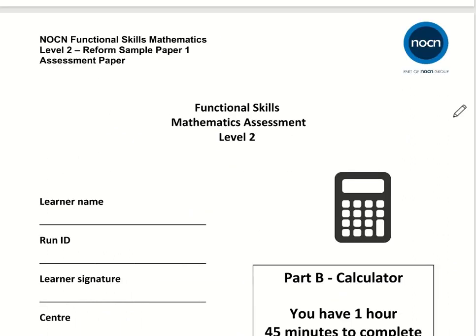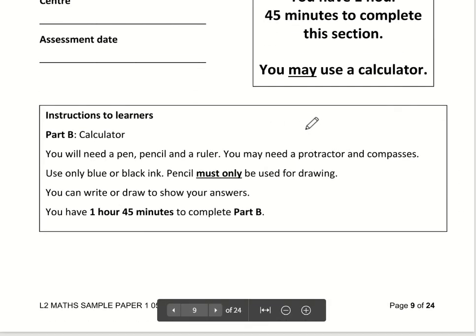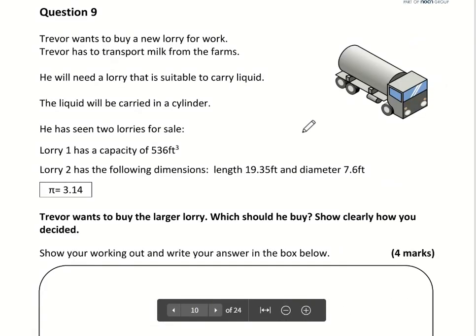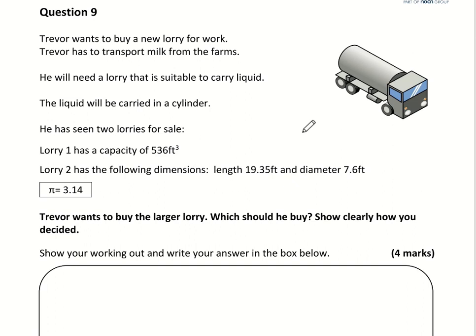Here are the video solutions to NOCN Functional Skills Maths Level 2. This is Reform Sample Paper 1, and this is part B, which is the calculator section. Okay, so we're just comparing 2 lorries. We know straight away that lorry 1's got a capacity of 536 square feet. So we need to work out the capacity of lorry 2.